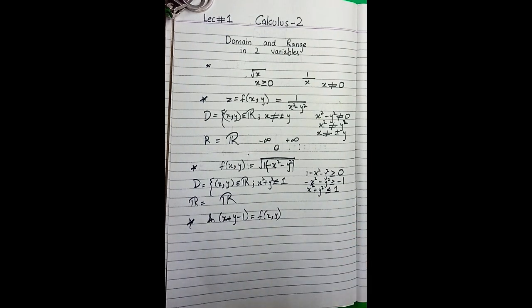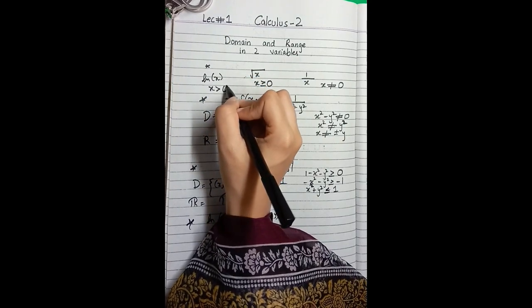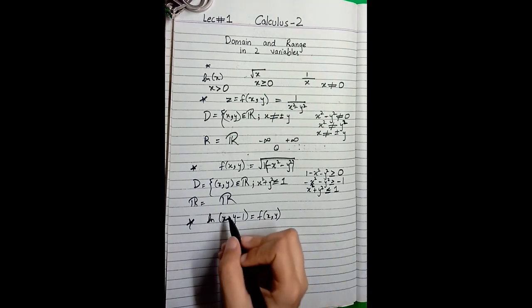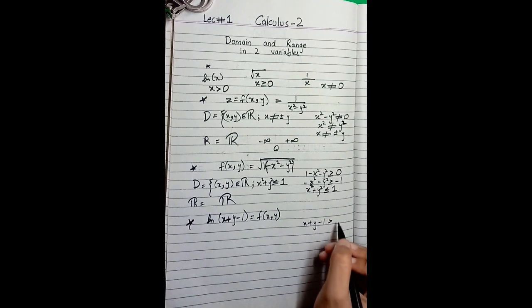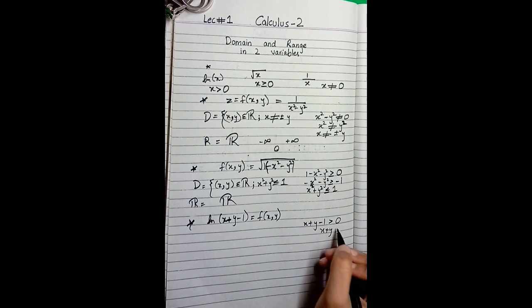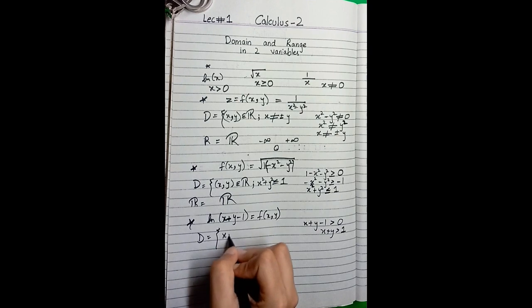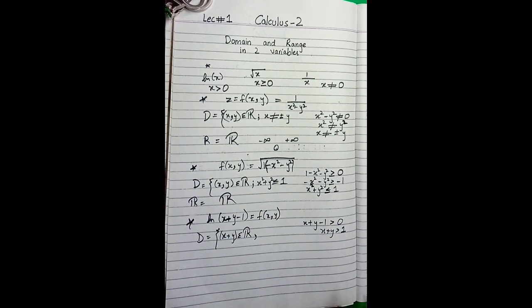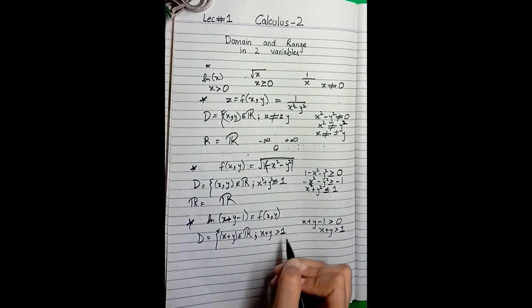I will write it here: if we have log of x, our x should be greater than 0. This is our condition. So here, x plus y minus 1 should be greater than 0, so x plus y should be greater than 1. Our domain will be x plus y belongs to real numbers, but with the condition that x plus y should be greater than 1.